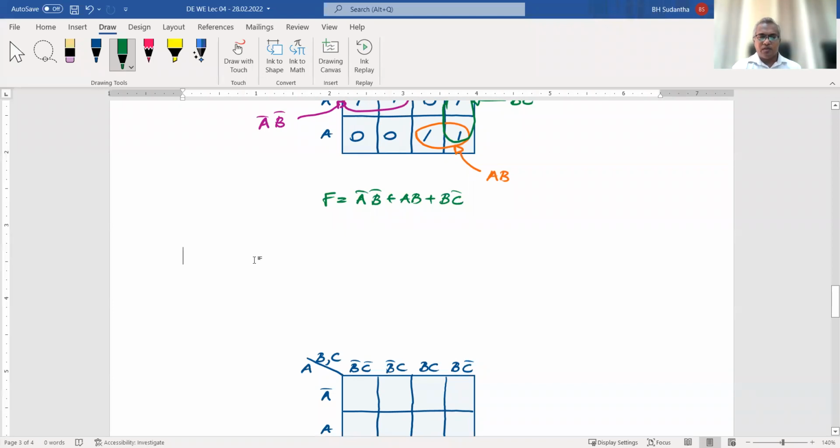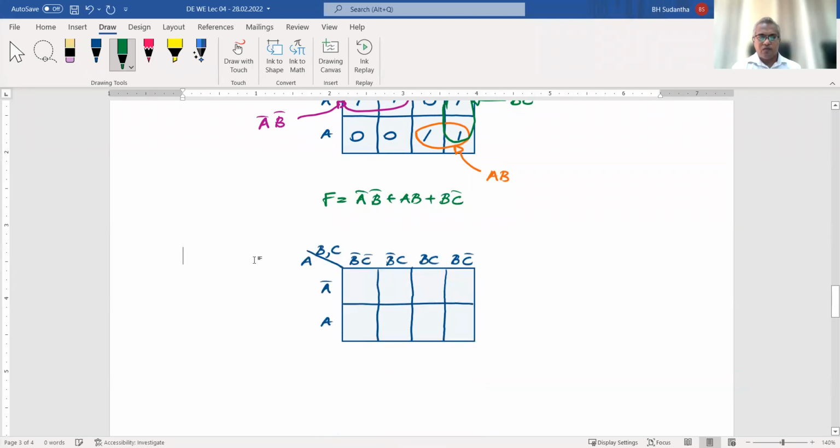Actually, when you consider this one, you can see that here this is A bar. This is A. But what about this one? These two, this is B bar. This one is B. Here for A bar also you have 4 grids, A also you have. For B bar, when you take these two columns together, that is B bar. These two columns together, that is B.